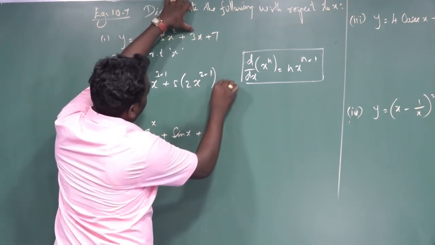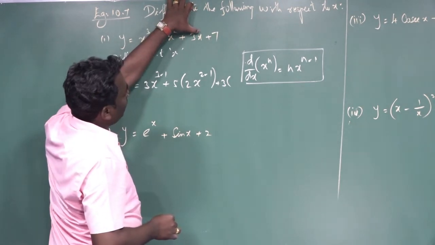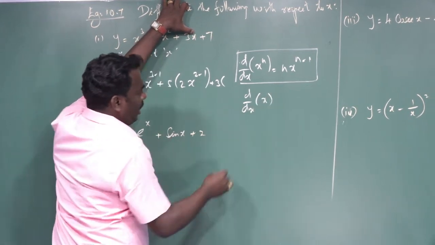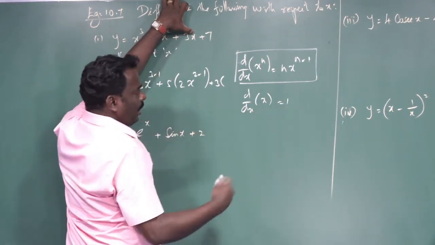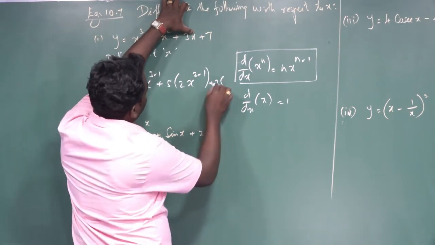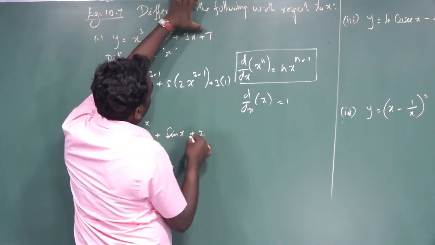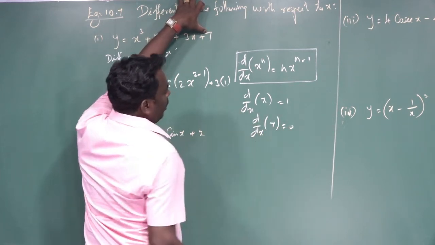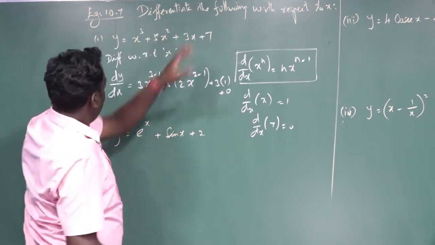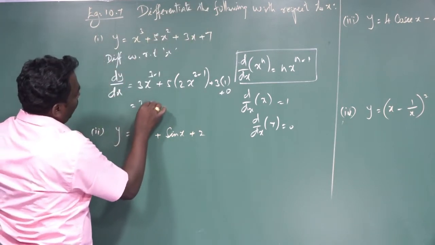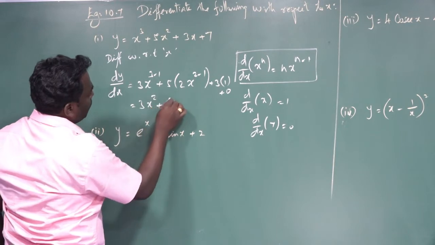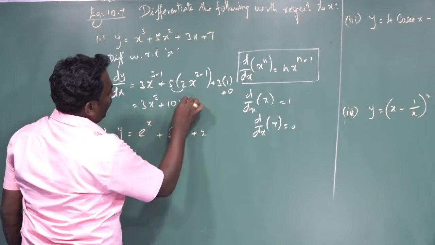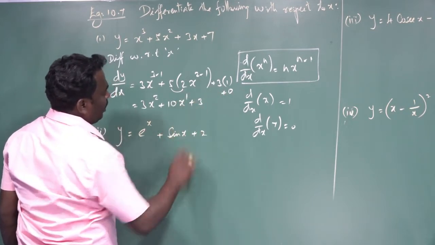Plus 3 into differentiate with respect to x. The differentiation of x with respect to x is equal to 1. A constant becomes 0. Therefore, the differentiation of 3x with respect to x is 3, and the constant term d by dx of 7 becomes 0, plus 0. Therefore, that is equal to 3 into x power 3 minus 1 equal to 2, plus 2 into 5 equal to 10, x power 2 minus 1 equal to 1, plus 3, and the last term vanished.